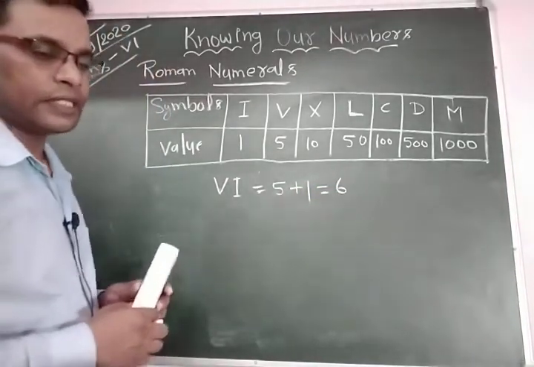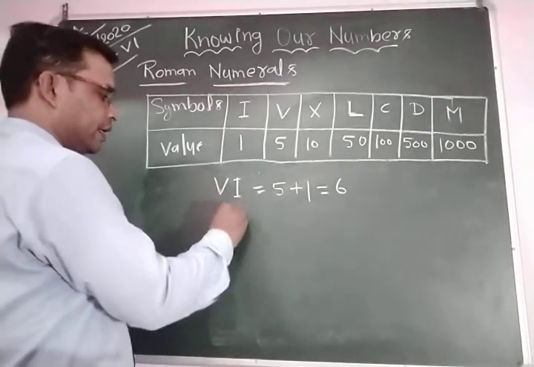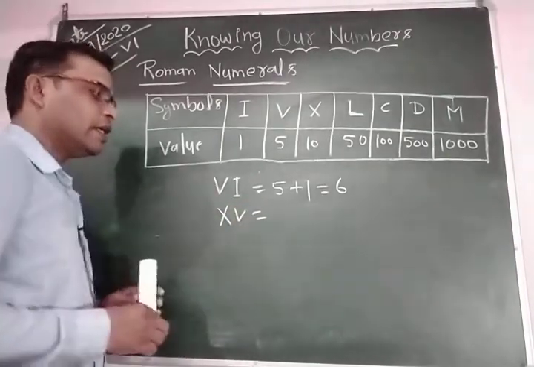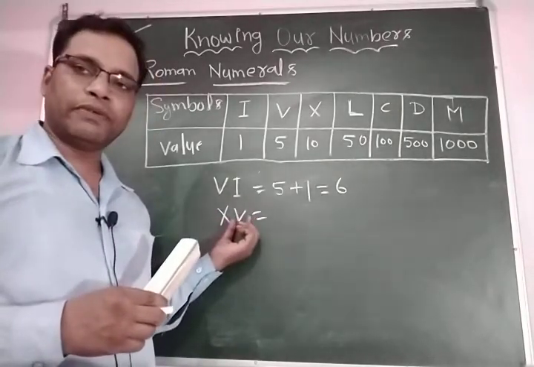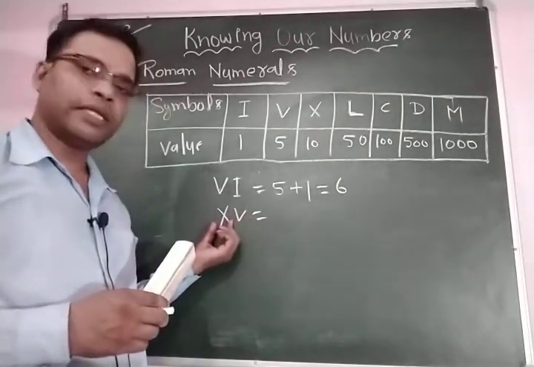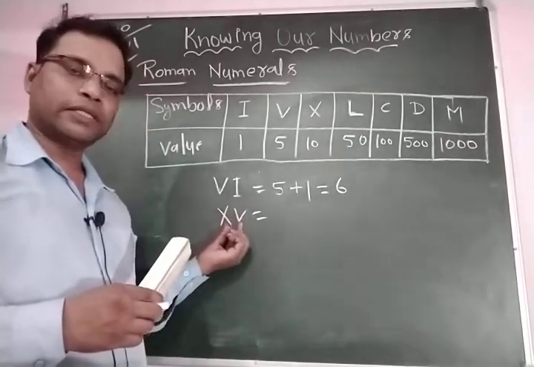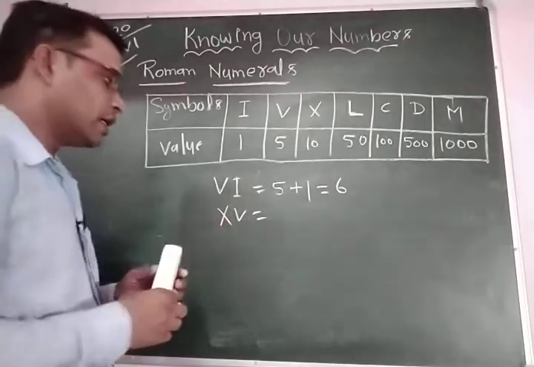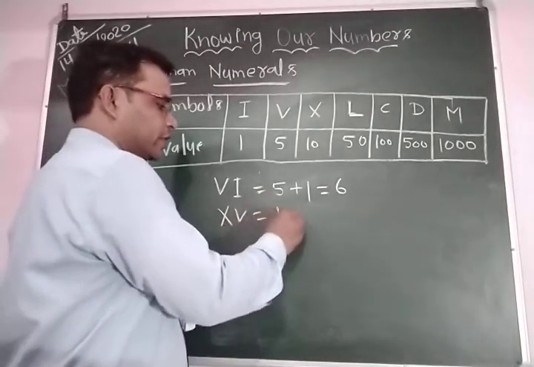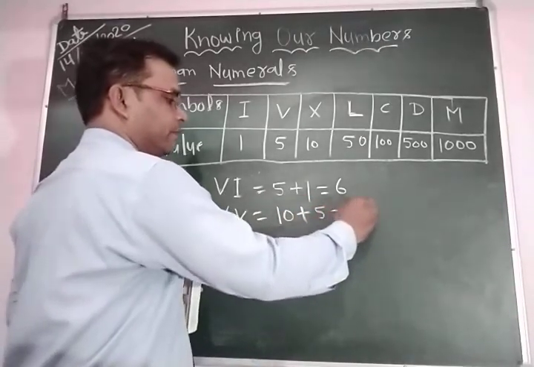Okay, and the next example you can see here, XV. Also you can see the value of symbol V is smaller than the value of symbol X, and it is written to the right of X, so the value of V is added to the value of X. The value of X is 10 plus the value of V is 5, this is equal to 15.